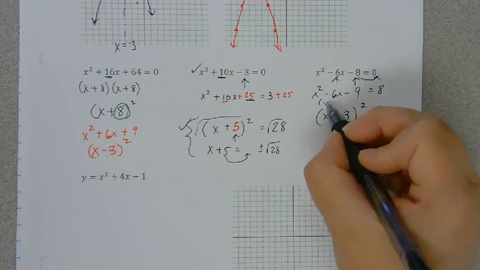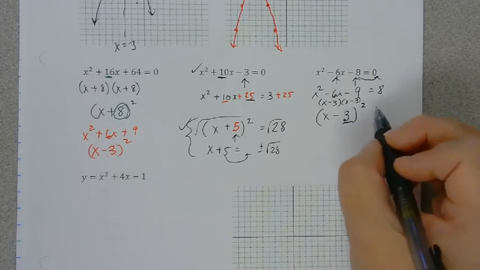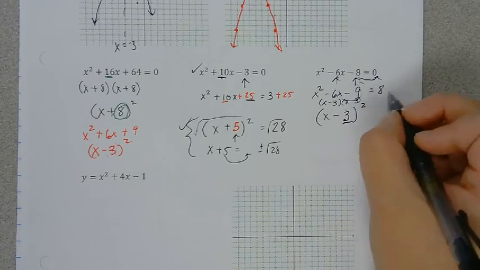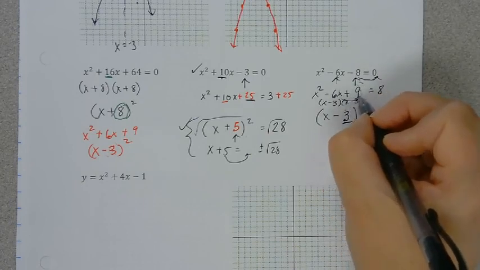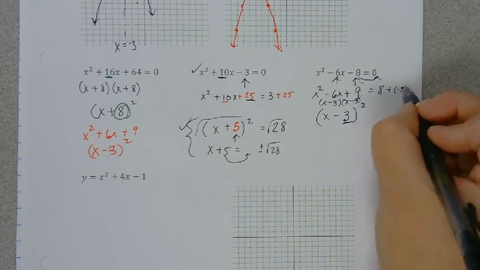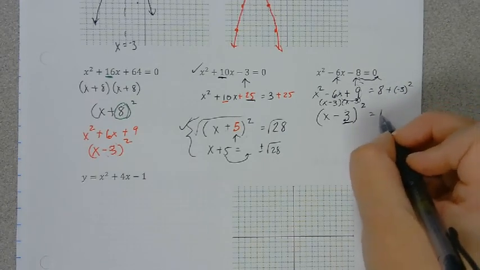And that factors to x minus 3 and x minus 3. So that's why I have x minus 3 squared. Now, since I added 9 to this side, because negative 3 squared is 9, then I have to add negative 3 squared to this side. So this equals 8 plus 9, which is 17.